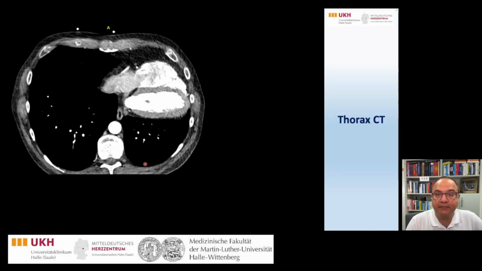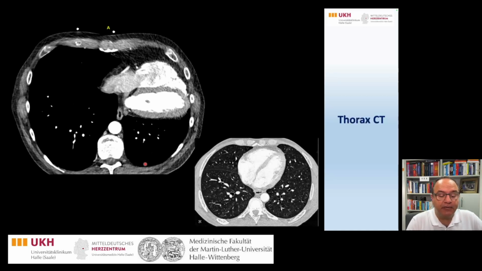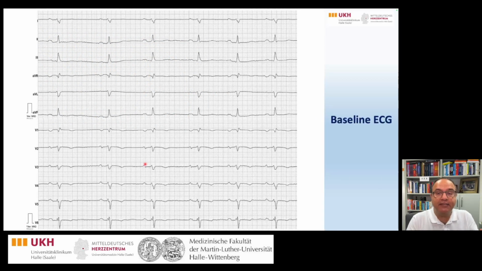CT scan of this patient also confirmed the diagnosis. As you can see, there is no pericardium. We cannot see the pericardium, and that's the reason why, compared to the normal CT scan, we have a leftward and posterior shift of the heart, and this movement creates the ECG findings that we saw already together.